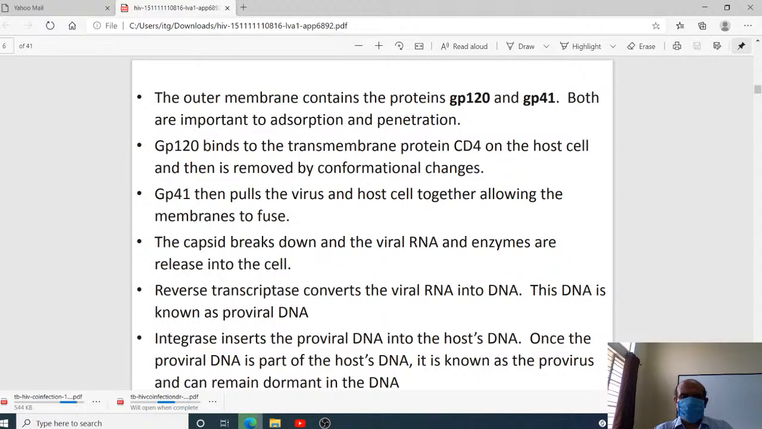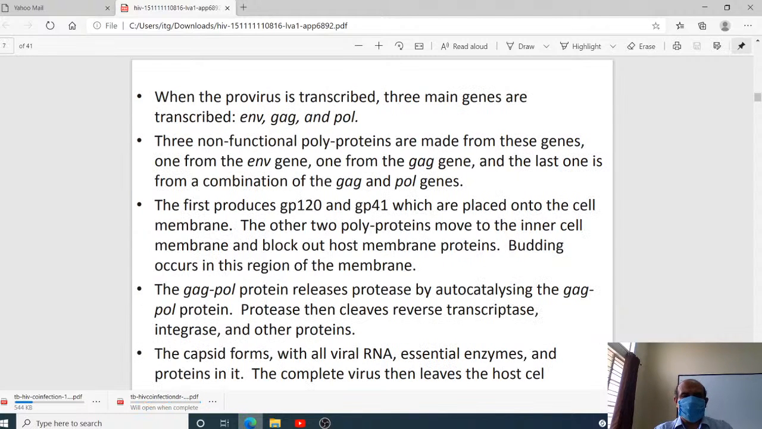Once the proviral DNA is part of the host's DNA, it is known as the provirus and can remain dormant in the DNA. When the provirus is transcribed, three main genes are transcribed: ENV, GAG, and POL. The non-functional polyproteins are made from these genes.